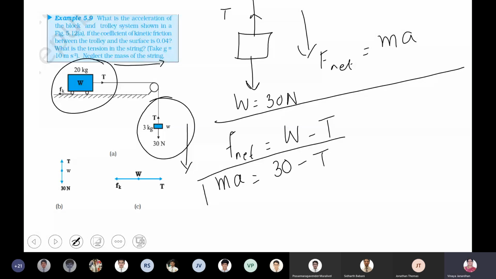So what is the mass of the body? 3 kilogram? Yes, ma'am. Okay, so 3A is equal to, will you be able to write this, boys? Write down. Just draw a rough diagram of the block. Draw a rough diagram of the block.